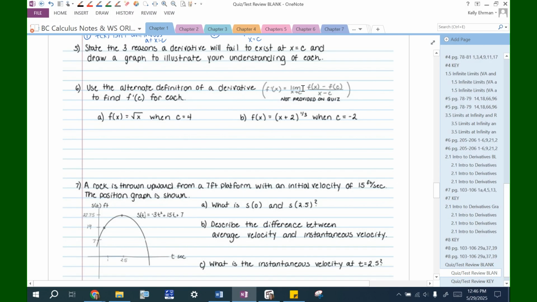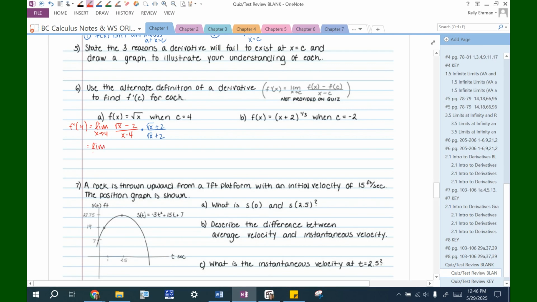Use the alternate definition of a derivative. This is the one I was using before to find f prime of c. So I would want you to do it in any scenario. You're not going to be directed to use the long way to find f prime and then plug a number into it. So f prime of 4 is equal to the limit as x approaches 4 of radical x minus f of 4, which is 2, over x minus 4. Now, if I plug 4 into this, I get 0 over 0. So what do I need to do in this scenario? If a radical is involved, I'm going to multiply by the conjugate of the radical on the top and the bottom.